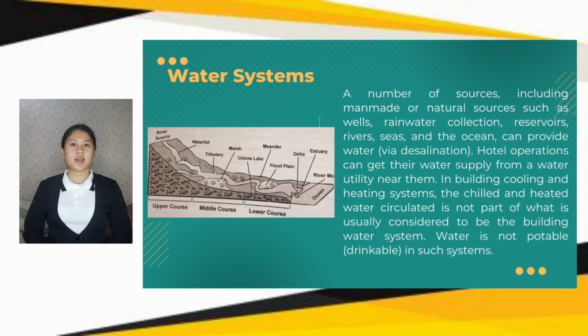Water system. A number of sources, including man-made or natural sources such as wells, rainwater collection, reservoirs, rivers, seas, and the ocean, can provide water. Hotel operations can get their water supply from a water utility near them. In building cooling and heating systems, the chilled and heated water circulated is not part of what is usually considered to be the building water system. Water is not potable in such systems.